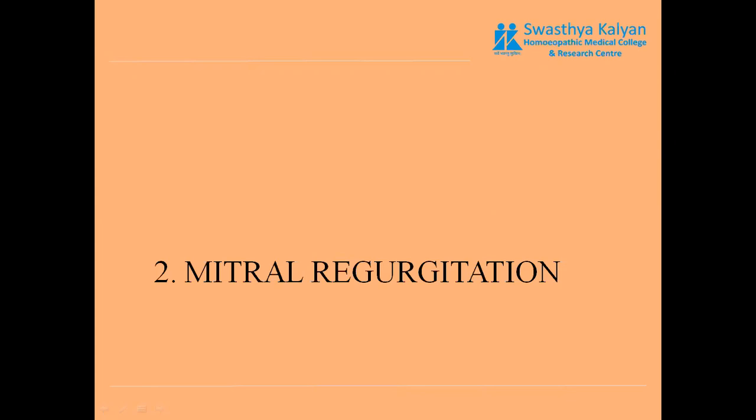Welcome to the second part of valvular heart disease. In the first part, we have seen the general definition, the types, stenosis and regurgitation, and we have started with mitral stenosis, which is the most common valvular disease known. Second is mitral regurgitation, that is, the valve present between the left atrium and left ventricle, the mitral valve, showing the presence of regurgitation, that is moving back of the blood from the ventricle to the atrium.